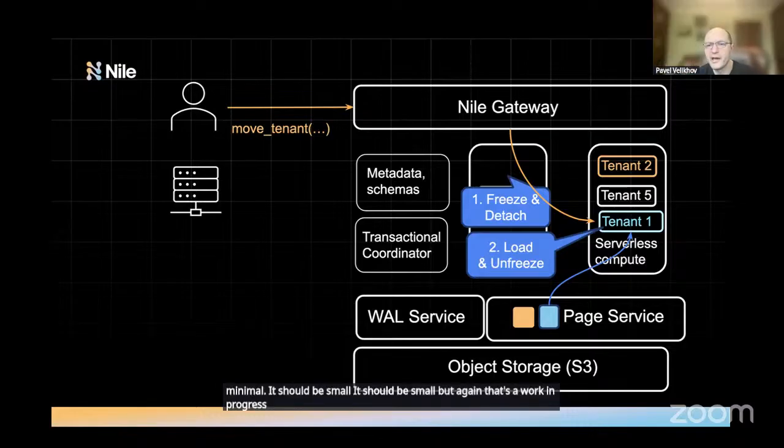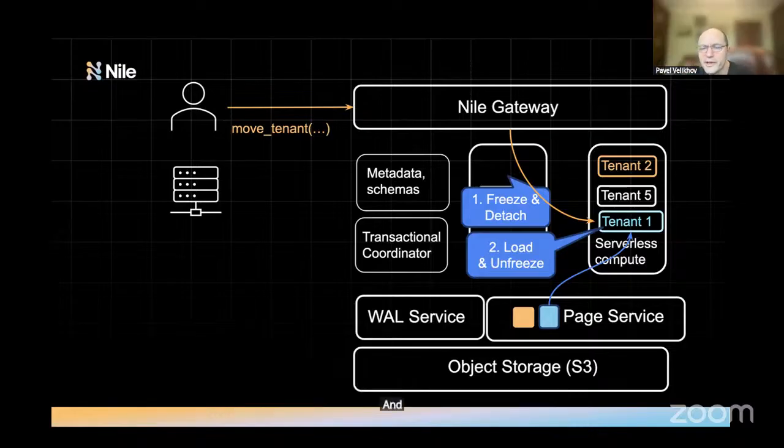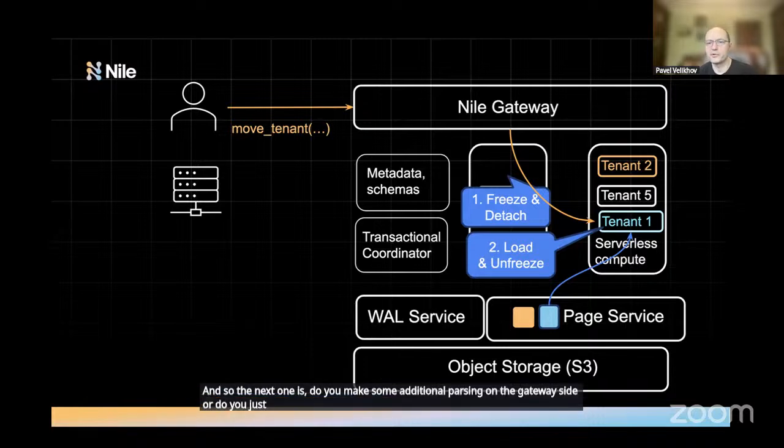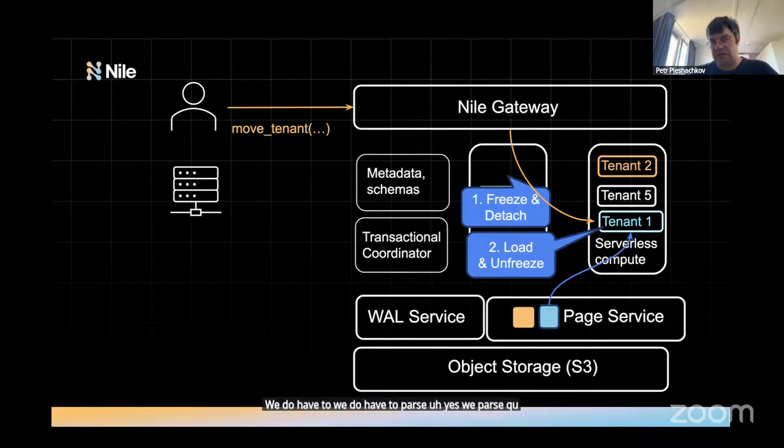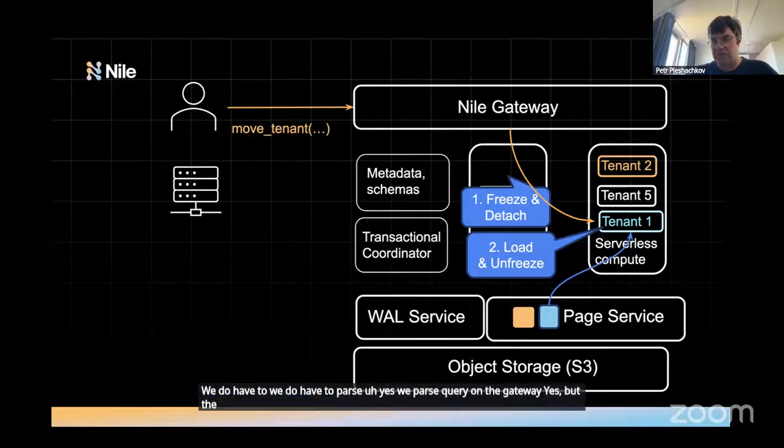And so the next one is, do you make some additional parsing on the gateway side, or do you just filter page blocks per tenant on the page server? I guess during query processing, right? We do have to parse. Yes, we parse the query on the gateway. Yes, but the pages, they are separated on the page server.